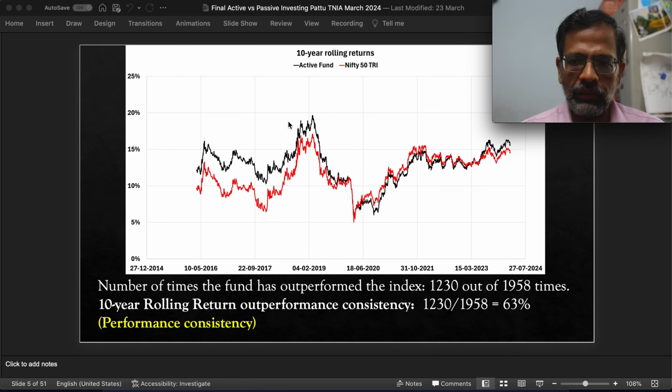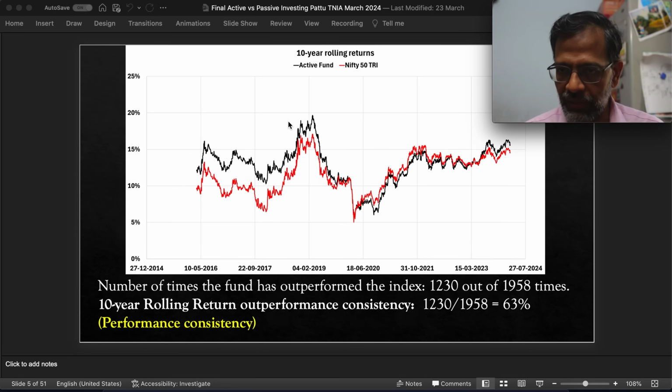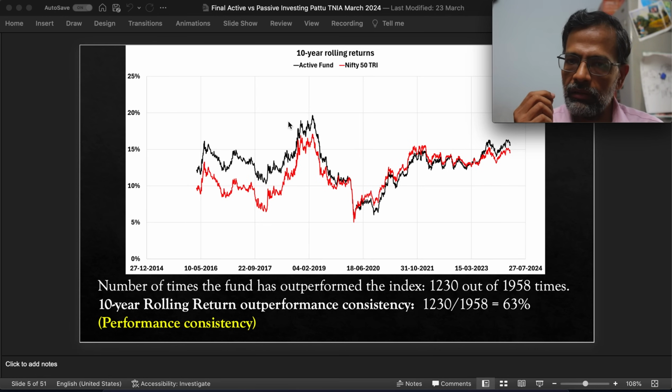So when you plot this data for the active fund, that is the HDFC Top 100 fund and Nifty 50 TRI, you can see that the active fund has not consistently outperformed the Nifty 50. In fact, there are 1958 data points, and the fund has outperformed the index for 1230 return windows. So if you compute a 10-year rolling return outperformance consistency, you will take this number of times the fund has beaten the index, 1230 divided by 1958, that is 63%, and we will call this performance consistency. So this is the metric we are going to use to evaluate the performance of active funds, and we're going to ask how consistently they have beaten the index.